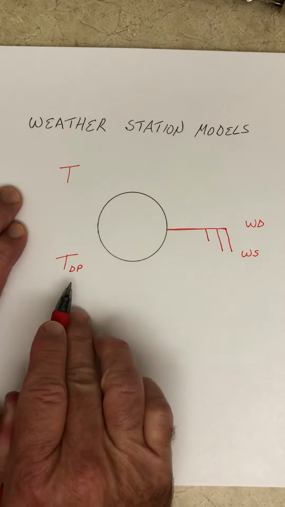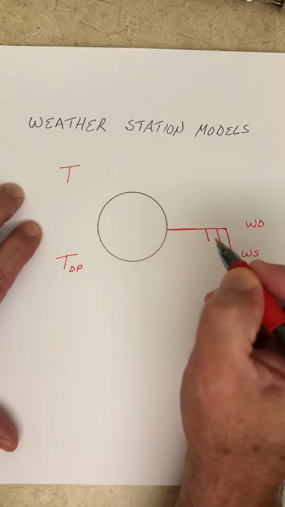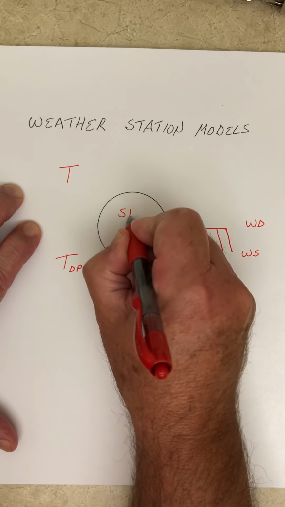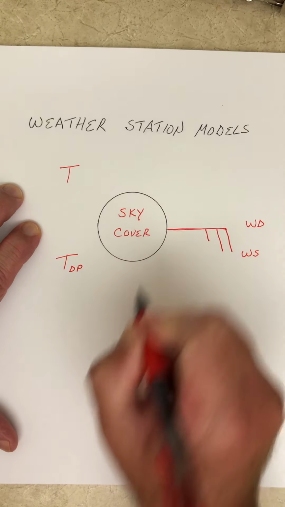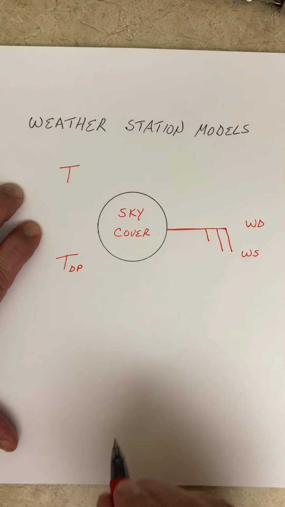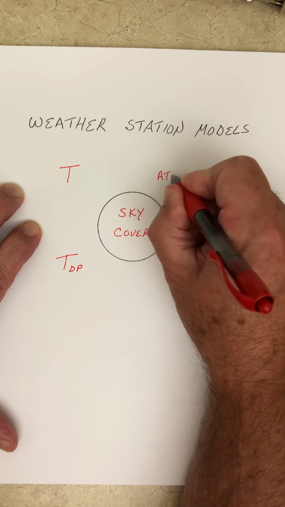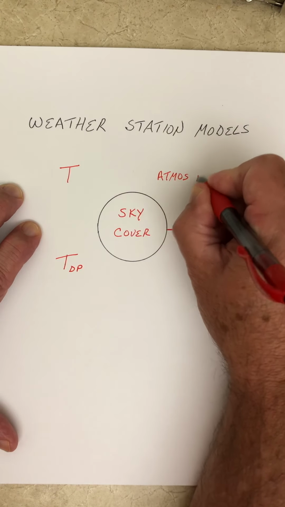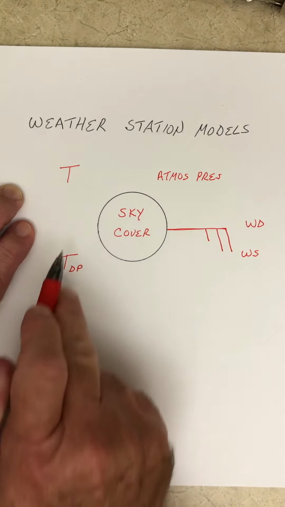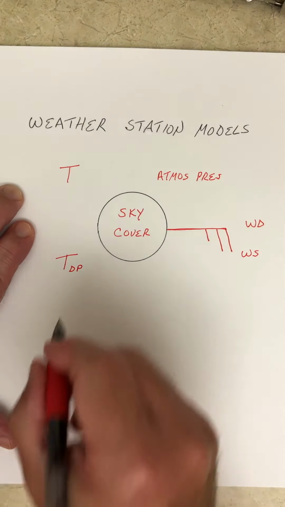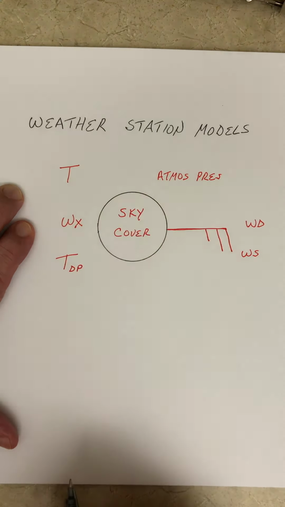So temperature, dew point temperature, wind direction, wind speed, and then in the middle of the circle indicates what we call the sky cover or cloud cover being observed at that particular location. And in the upper right-hand corner, here is where we indicate what the atmospheric pressure is at this particular location. And then finally, between the temperature and the dew point temperature is the weather that's being observed. So we abbreviate weather WX in meteorology.